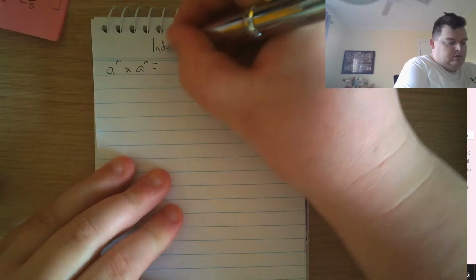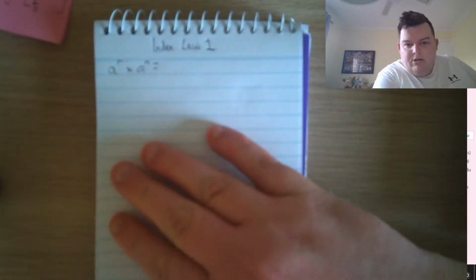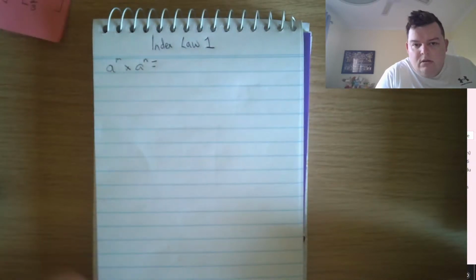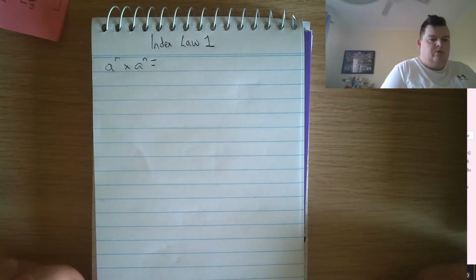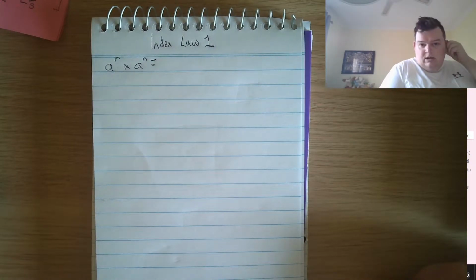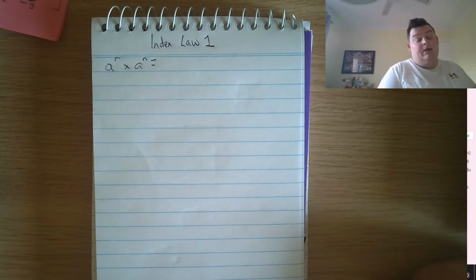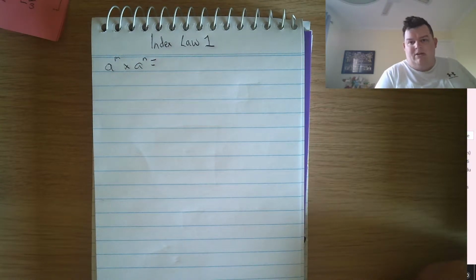Okay, hi guys. Today we are looking at index law number one. Now there's a whole bunch of these that you're going to have to write down over time. And this first one is a multiplication law. It is based around multiplying two numbers together that are indices. So multiplying, 2 squared and 2 to the power of 3, something like that.